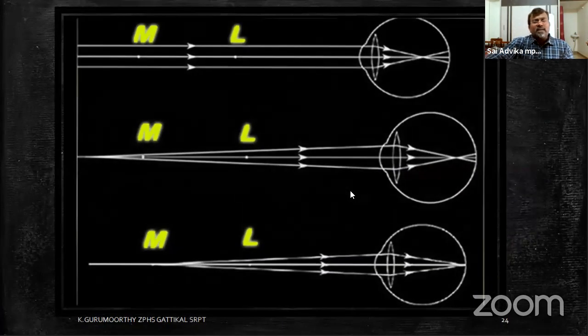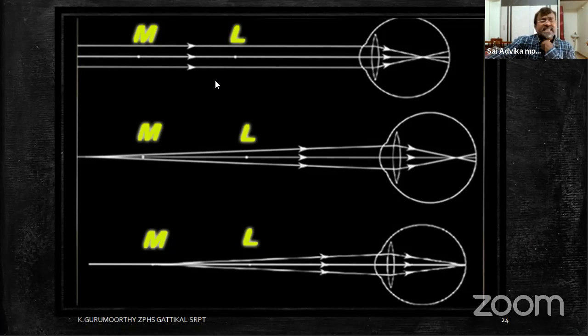See, here we can see the first case. The rays are coming from an object which is kept at infinity distance. They are converging in front of the retina. If any object is kept beyond M, that is the far point, the same thing happens. They are converging in front of the retina. In this case also, the person cannot see the objects clearly. But when the object is kept exactly at the far point, at M, then the person can see the object clearly.